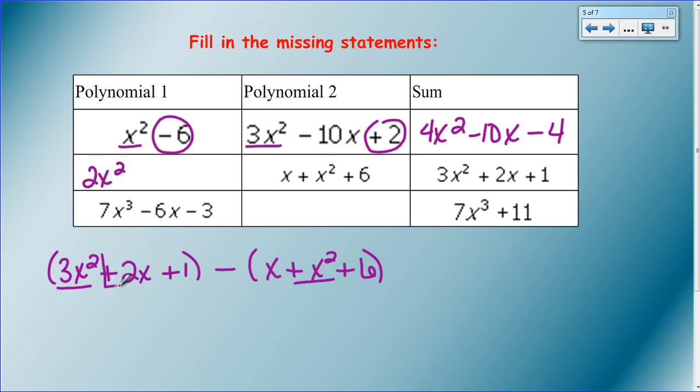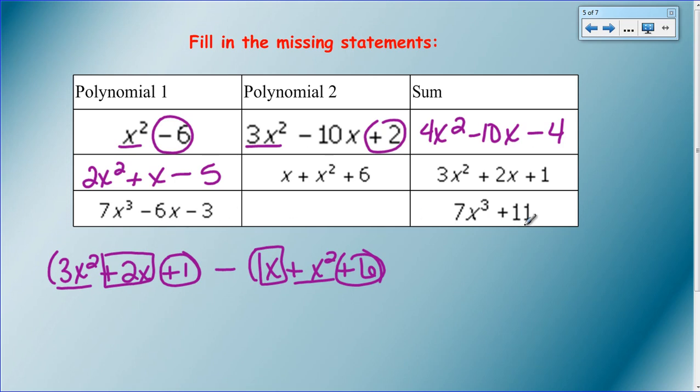Then I'm going to do my x's, so I have 2x minus 1x, and 2 minus 1 gives me 1x. And then I'm going to do my numbers. I have 1 minus 6, and if I do 1 minus 6, that becomes negative 5. So there is your first polynomial, polynomial number 1.